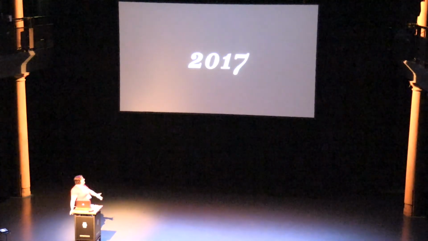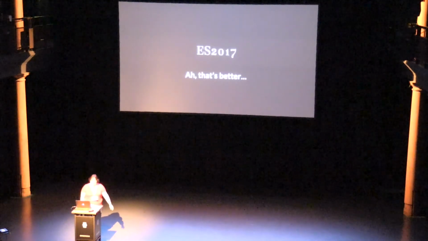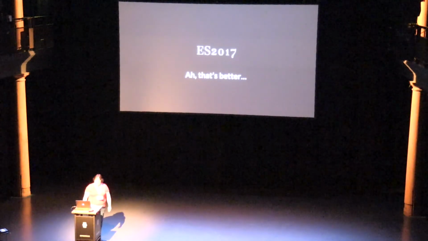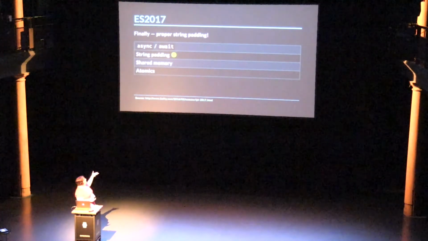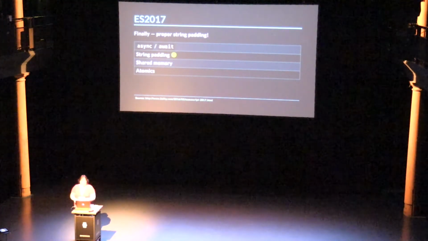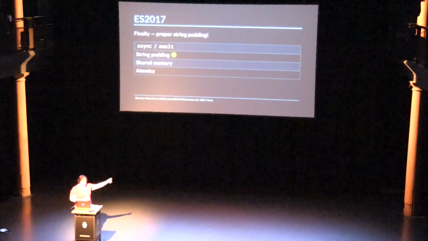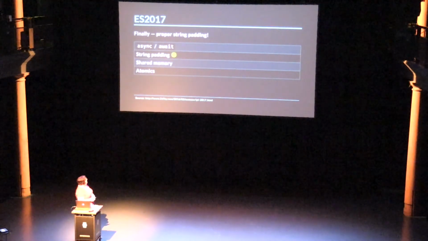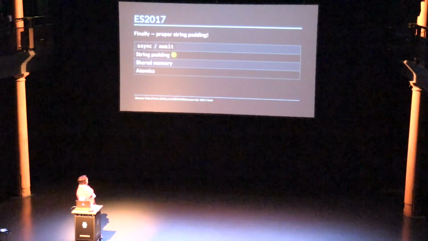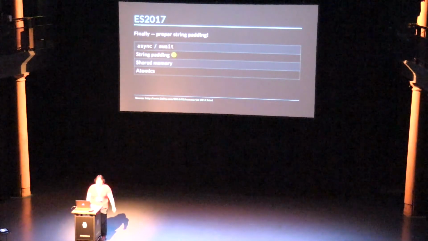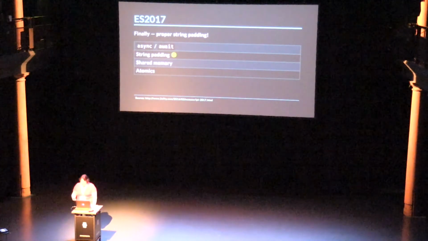To present day, so lots happened. And we get ES 2017, and we have 4 new things. And what I really like is async and await for asynchronous programming. We also get string padding, wink, wink, nudge, nudge. And we have some shared memory and atomics, which is interesting if you're going to get into worker support.